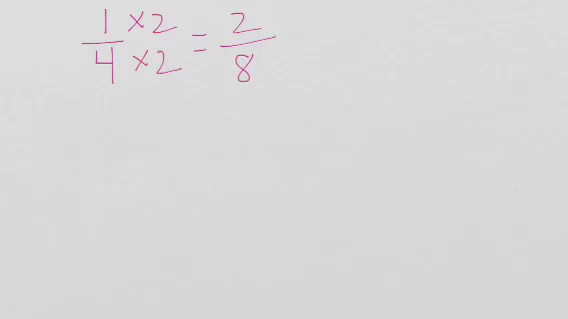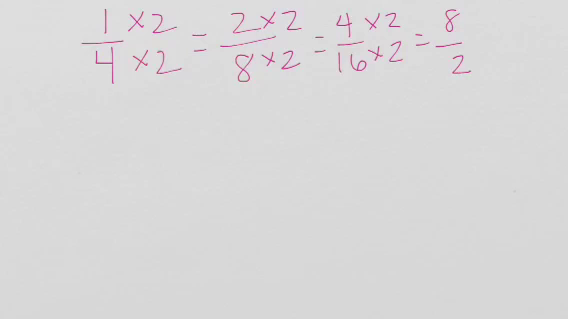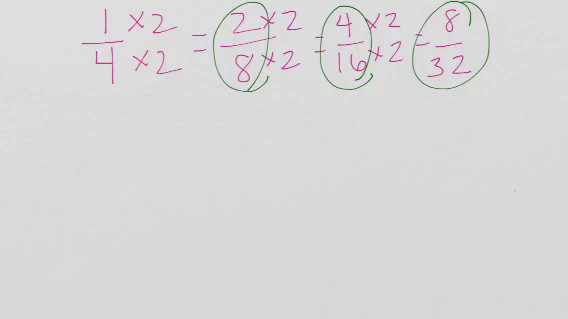1/4. And I could actually go ahead and keep multiplying my equivalent fractions by the same number, and I would keep getting different numbers that are equivalent to one another. So I could see that 8/32, 4/16, 2/8, and 1/4 are all equivalent fractions to one another.